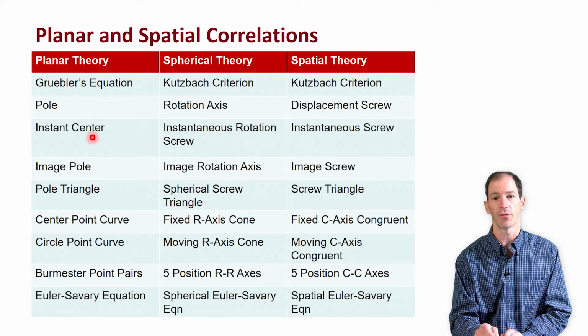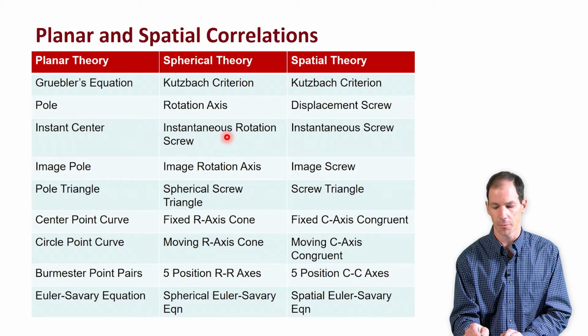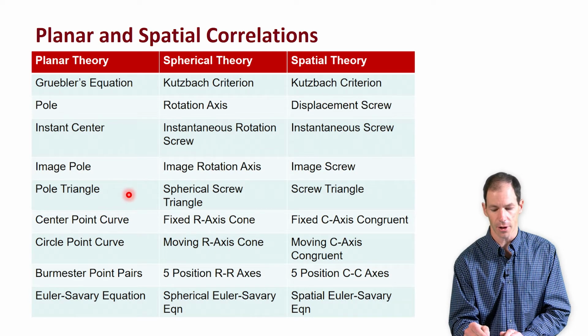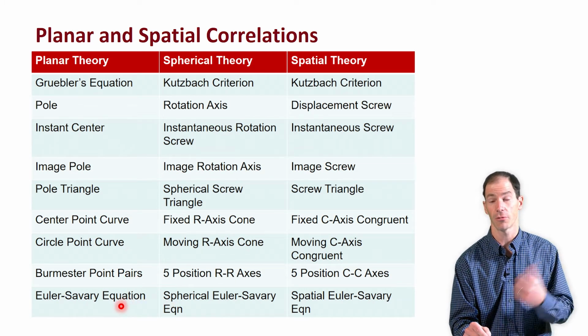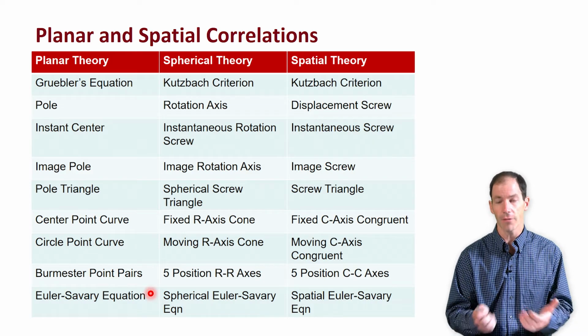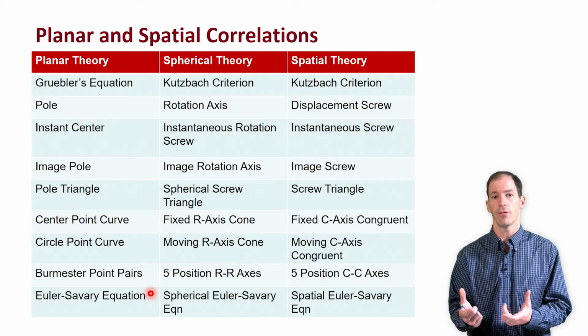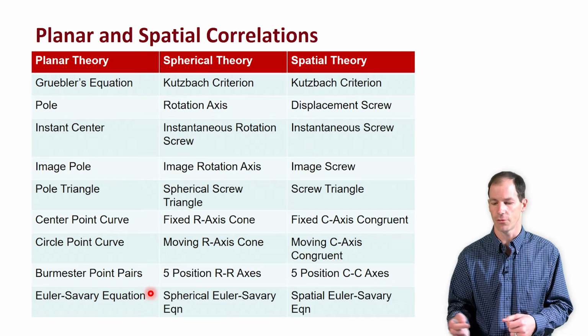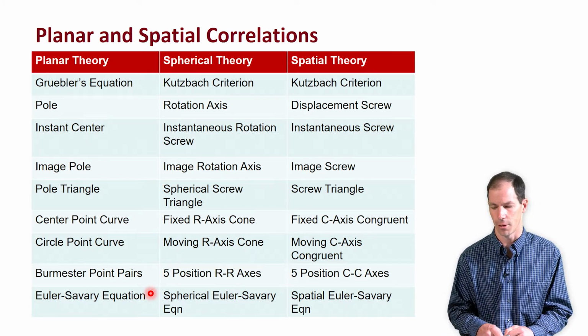We have instant centers of velocity in the planar world, and similarly in the spherical and the spatial. We have image poles, and we can have similar image poles in the spherical and the spatial world. And same thing as we go into pole triangles and center point, circle point pairs, Burmester curves. We see all of those, as well as the Euler-Savery equation, which applies to curvature theory. All of these theories that we have used or really talked about in the planar world apply to spherical mechanisms and spatial mechanisms as well.